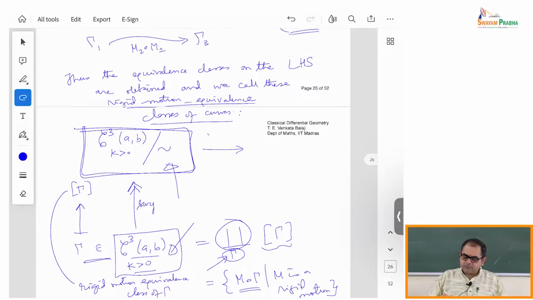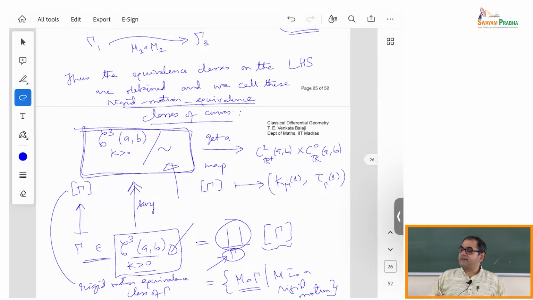Okay, so having done this, what you can do now is you get a map. This map will be a map into C1 of R plus (a,b) cross C0 of R (a,b), and this is just the map. You send the equivalence class of gamma to the curvature of gamma and the torsion of gamma.